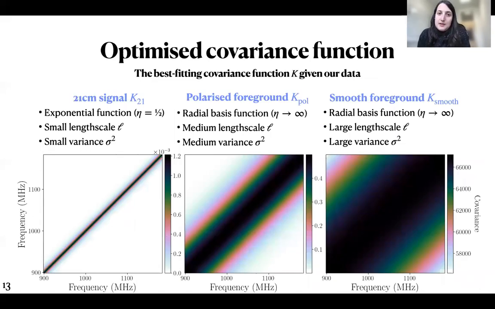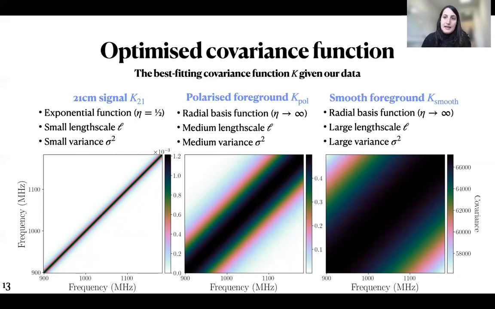We did this with our data and we obtained the optimized covariance function. For the 21 centimeter signal, we found that a spectral parameter of 1/2 was the best choice, and this is called the exponential function. We found that a small length scale and a small variance were the best fit, as expected. Then for the polarized foregrounds, we found that a radial basis function with a spectral parameter of infinity is the best covariance function model, with a medium length scale and variance. And for the smooth foregrounds, we also found that the radial basis function was the best fit, but with a much larger length scale and variance, because these are the brightest foregrounds and the most correlated in frequency.